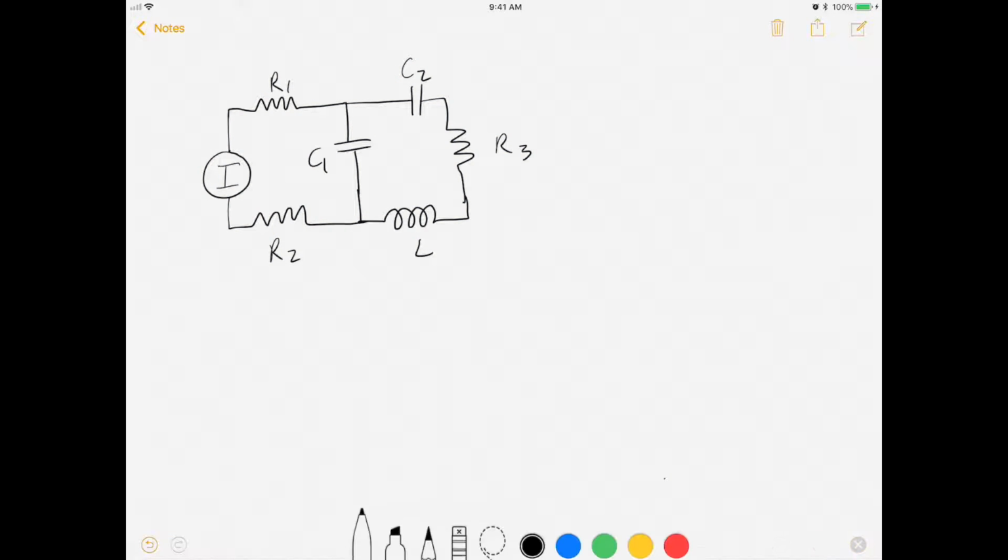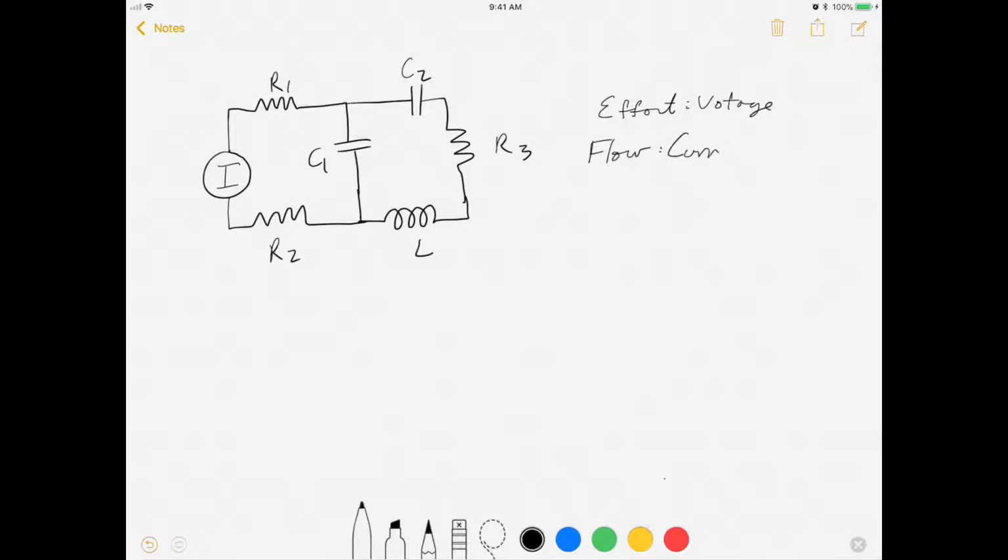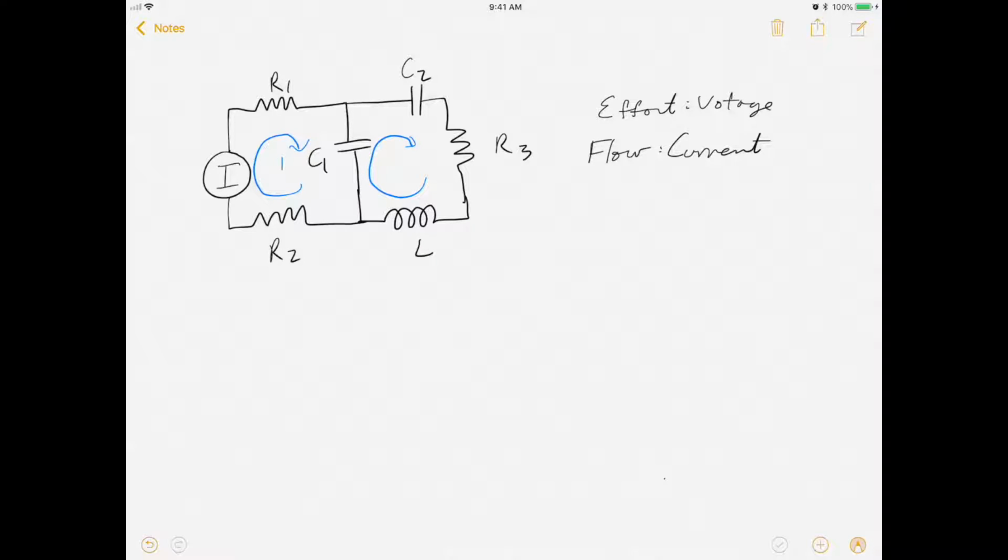What is effort in an electrical sense? Well, effort is voltage, and flow is current. So let's find our common sources of current first, because that's pretty easy to do. In an electrical system, the common sources of current are just going to be the current loops right here. So you have I1 and I2, the two current loops. So you already know that you're going to have two ones right here.